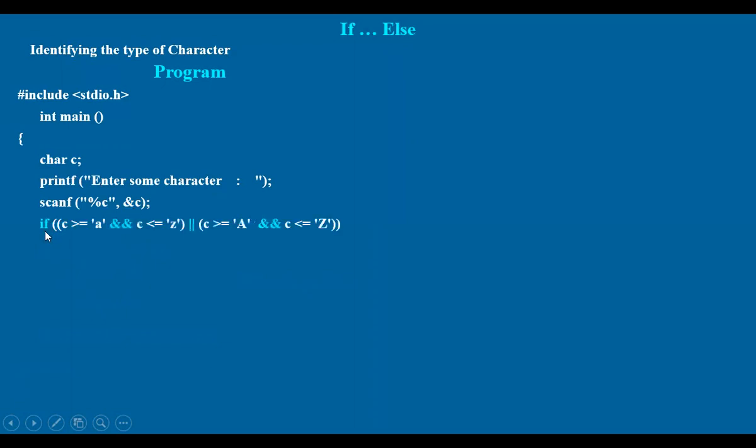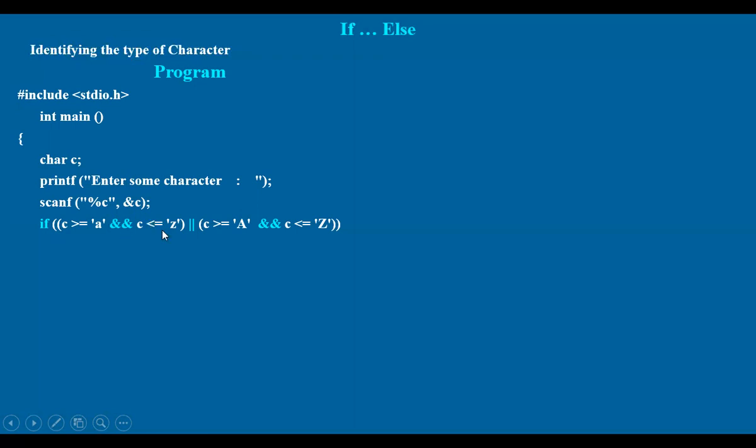Now, if this character is greater than or equal to small letter a and less than or equal to small letter z, and here the and symbol is used. That means if the character is a small letter between a and z, it must be either a, b, c, d like that till z. It must be either z or less than that. So the character is compared here with the help of the AND statement.